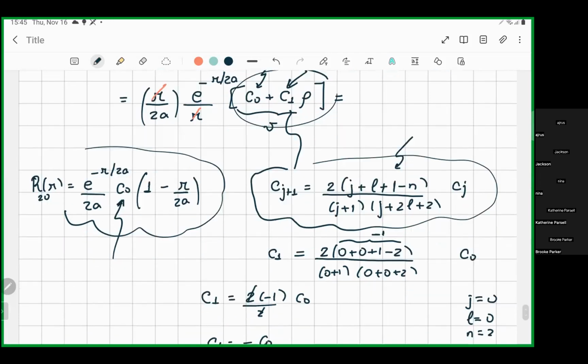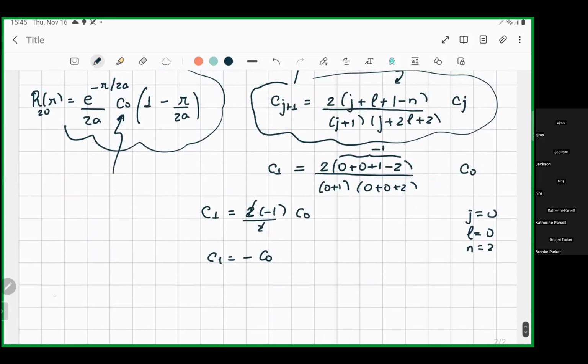Okay, so with that, I repeat, you come back to the whole wave function. You put the R20 that you just found. You attach to it the spherical harmonics that you found before. And we are done.